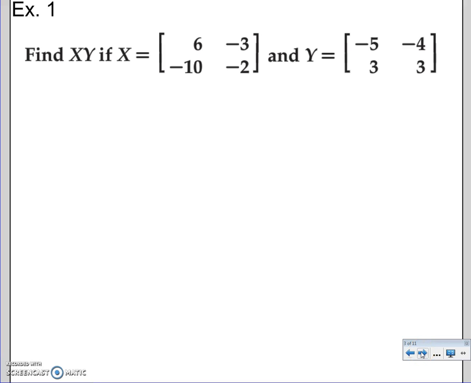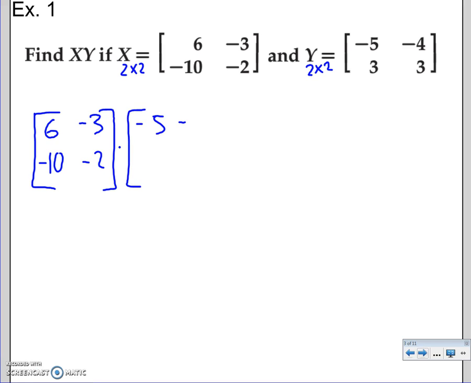So find x times y. If x equals that, y equals that. So x is a 2 by 2. Y is a 2 by 2. The middle numbers are 2 and 2. They're good, so I know I can multiply this. So multiplying is kind of weird if you've never seen it before. This case is a special trick or technique.